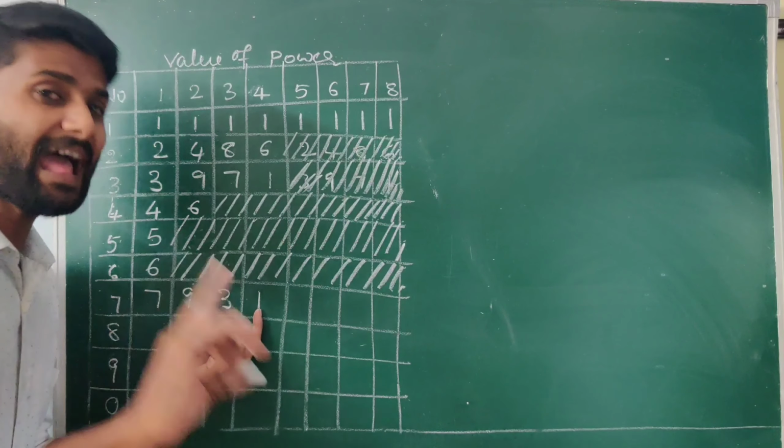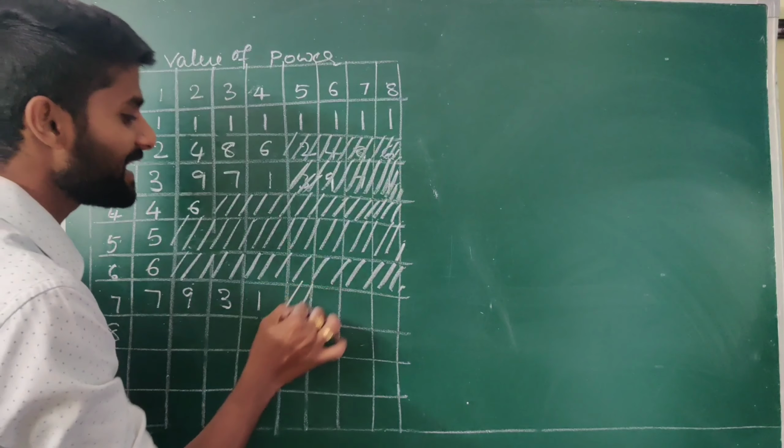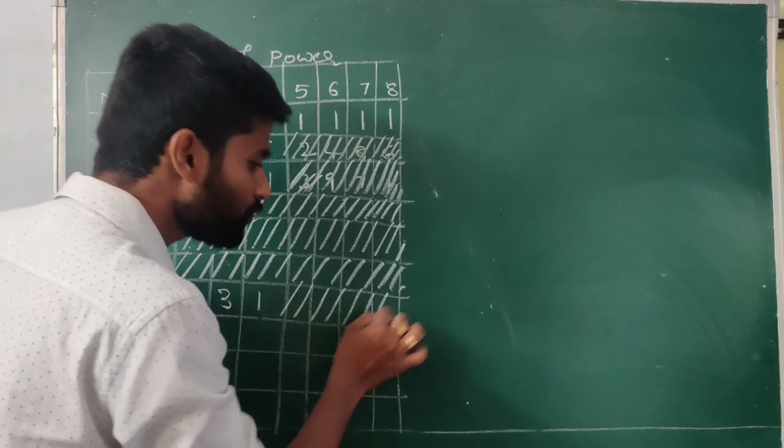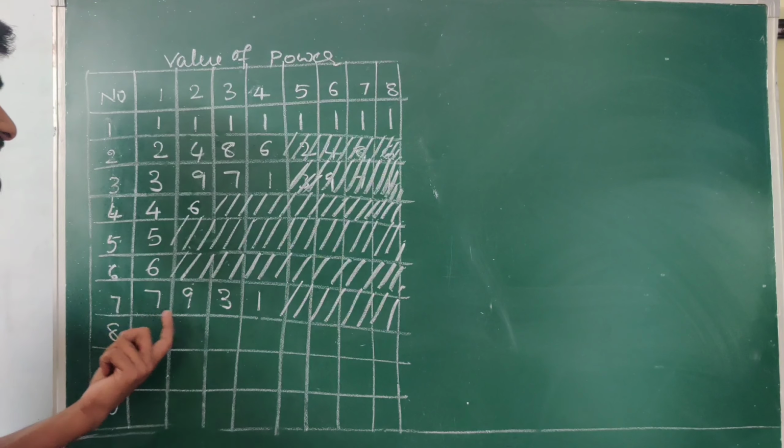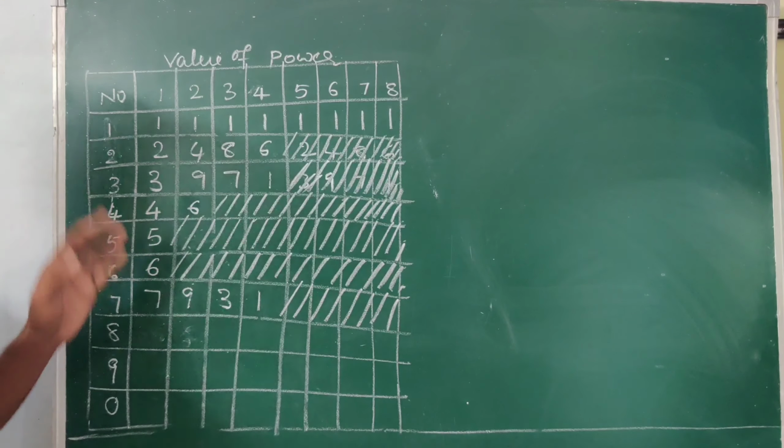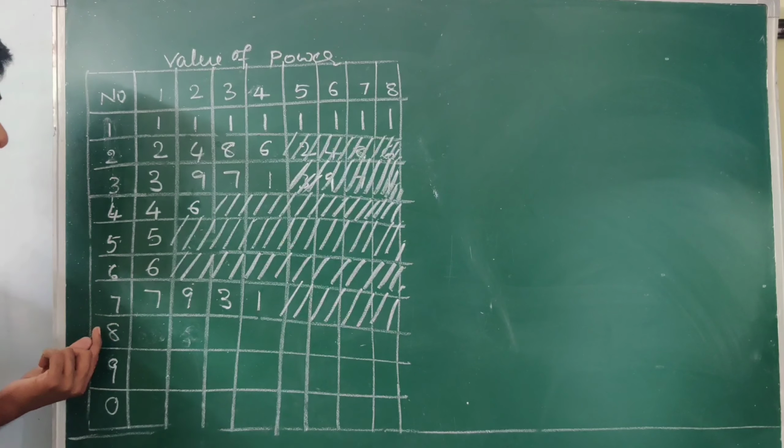If you get 1 as the final resultant, again the repeated values are only those 4 numbers. What are the 4 numbers? 7, 9, 3, 1.